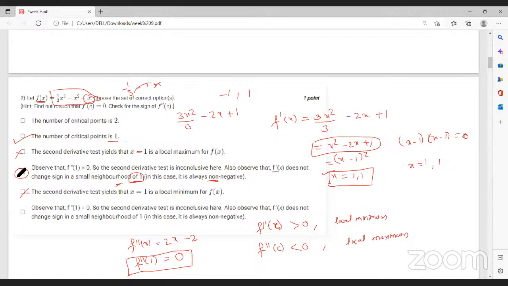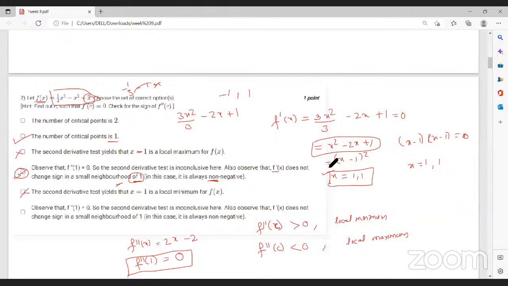I will check this option, okay? If I'm not wrong, f dash of 1 is equal to 0, right, sir? Sorry, f dash of x equals 0, then we get this equation. So f dash of 1, the fourth option, the answer is 0, right? Yes, it will be 0 because these are the roots of this equation only.